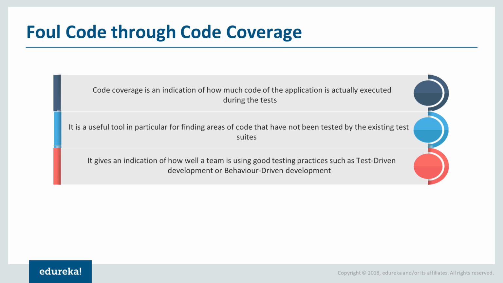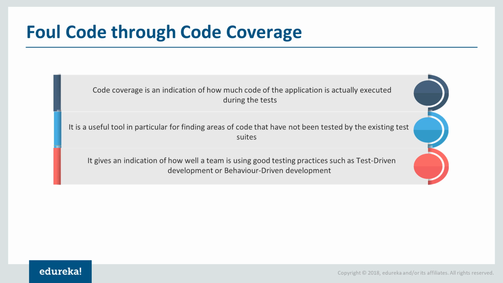So code coverage is basically an indication of how much code of the application is actually executed during the tests. So in other words, it's a metric that can help you understand how much of your source has been tested. It's a very useful metric which can help you assess the quality of your test suite. You can think of it as a test of your tests. So basically you are testing how exactly your test cases are behaving, how much they are covering the entire code or not.